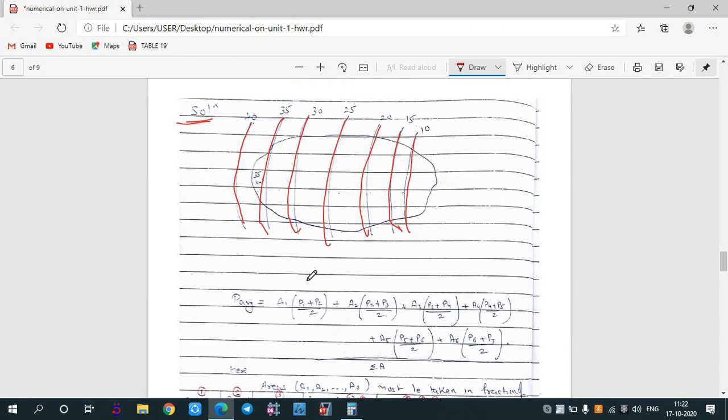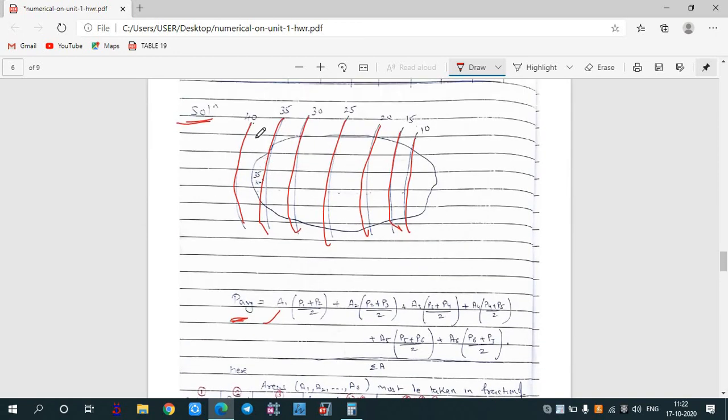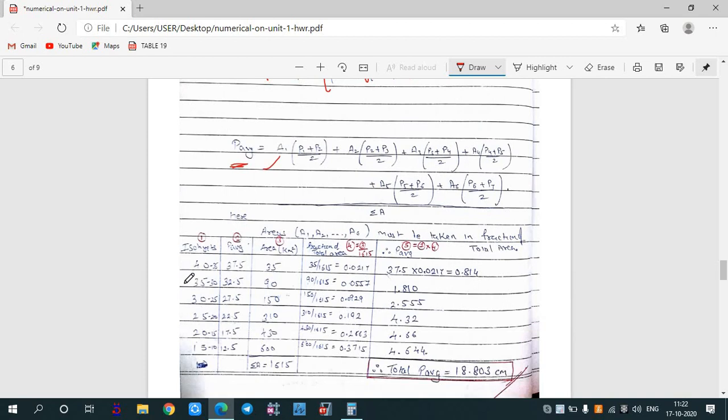So we have got the isohyetal method formula. The formula is A1 into (P1 plus P2) by 2, A2 into (P2 plus P3) by 2, plus A3 into (P3 plus P4) by 2, A4 into (P4 plus P5) by 2, and so on. So what we will do is draw a table. In this, we are considering the first column as the isohyetal. So we have got the values of isohyetal. The first value is 40, then 35.